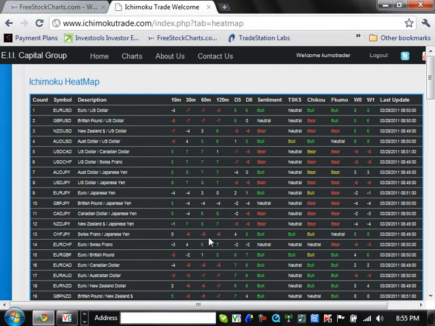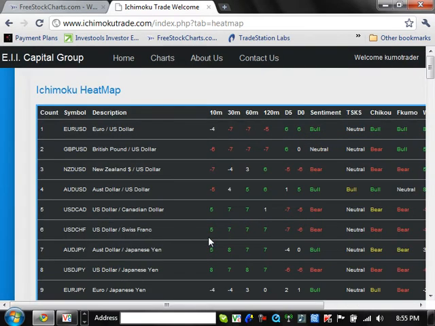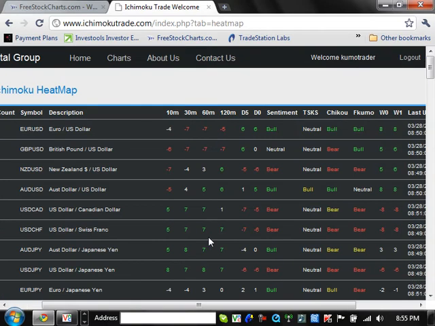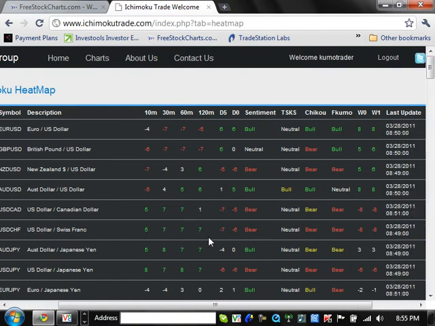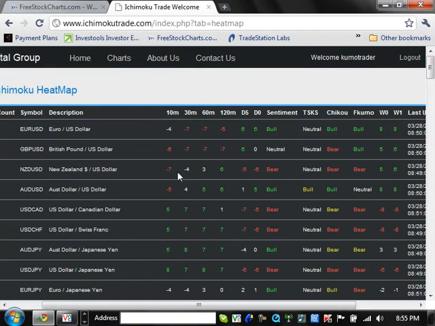Okay, so let's go straight to the heat map that we have available. Let me enlarge this a little and scroll over some. What we're looking at is D0 here, the daily Ichimoku rating, and then we're going to be looking at W0, the weekly Ichimoku rating.